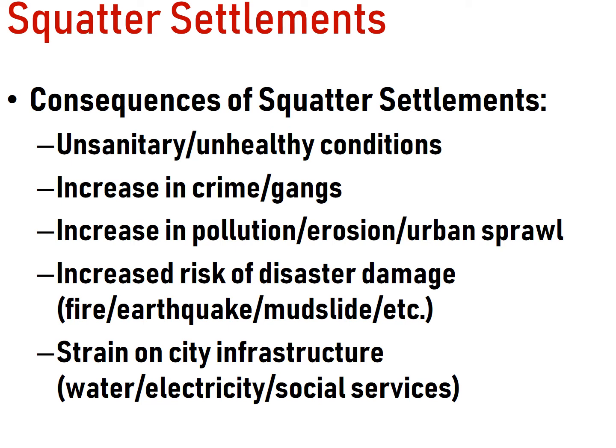Earthquakes are more dangerous, mudslides are more dangerous, fires are more dangerous, pandemics are more dangerous. And then, of course, that leads to a strain on the city because the city wants to fix these things and the city wants to make sure that these people are taken care of because when they're not taken care of, they're just going to go to the city and put a strain on their services to help them. So how do they get them water? How do they get them electricity? How do they get them social services?